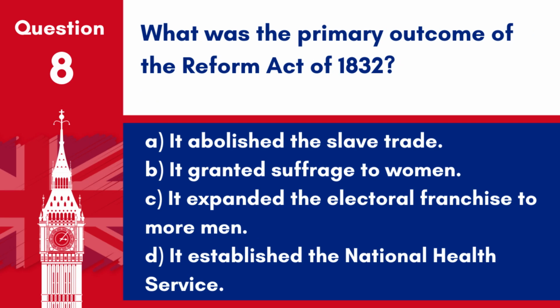Question 8. What was the primary outcome of the Reform Act of 1832? A. It abolished the slave trade. B. It granted suffrage to women. C. It expanded the electoral franchise to more men. D. It established the National Health Service. Answer: C. It expanded the electoral franchise to more men. The Reform Act of 1832 widened the vote to more men, marking a significant step towards democratization.